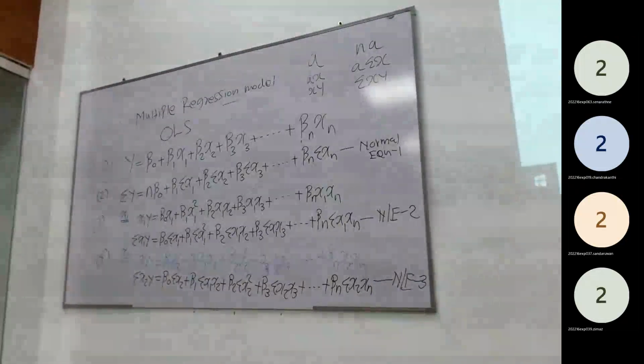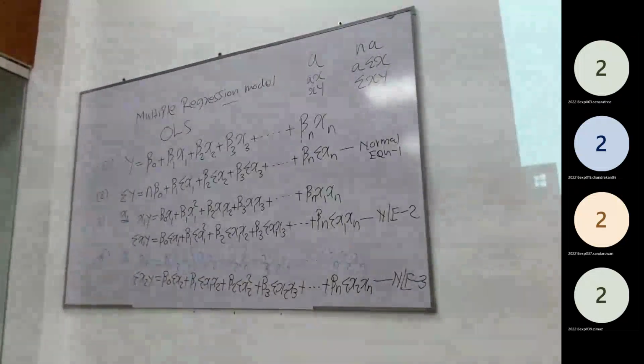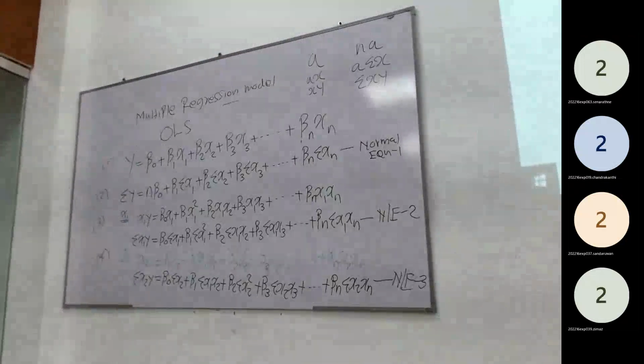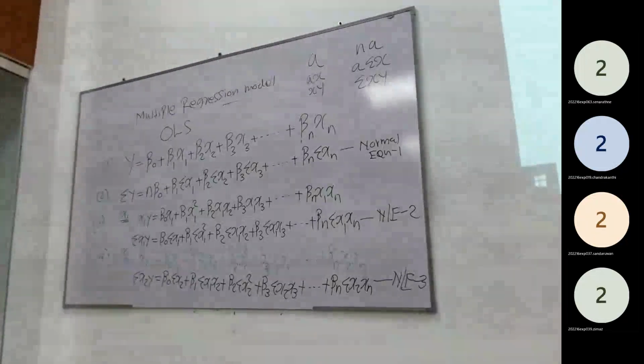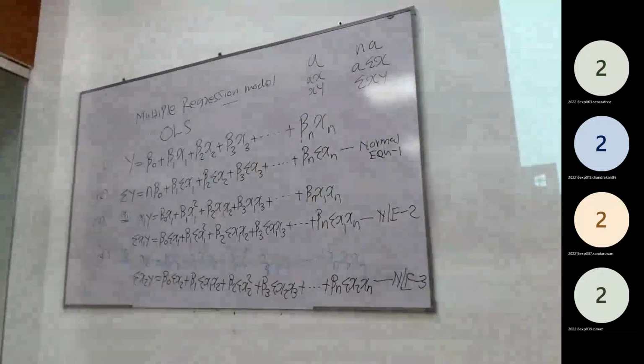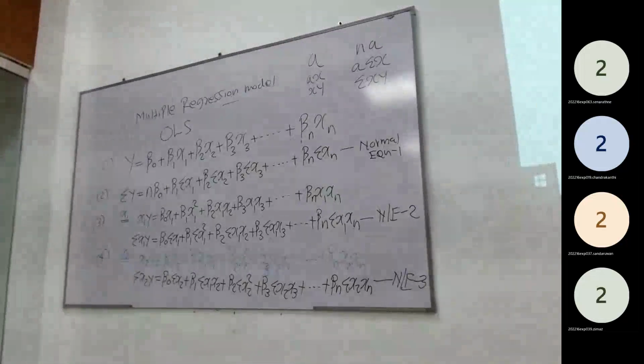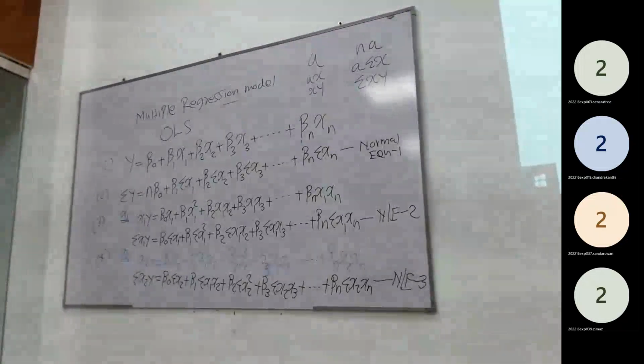xn y. Beta 0 xn. Beta 1 x1 xn. Beta 2 x2 xn. Beta 3 x3 xn, plus beta n xn squared.